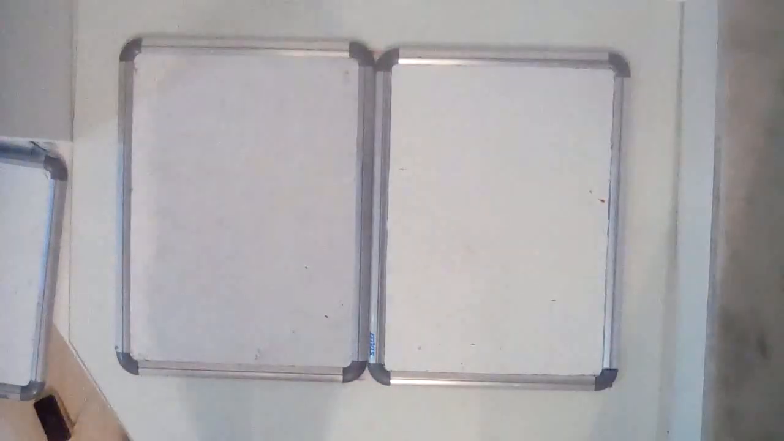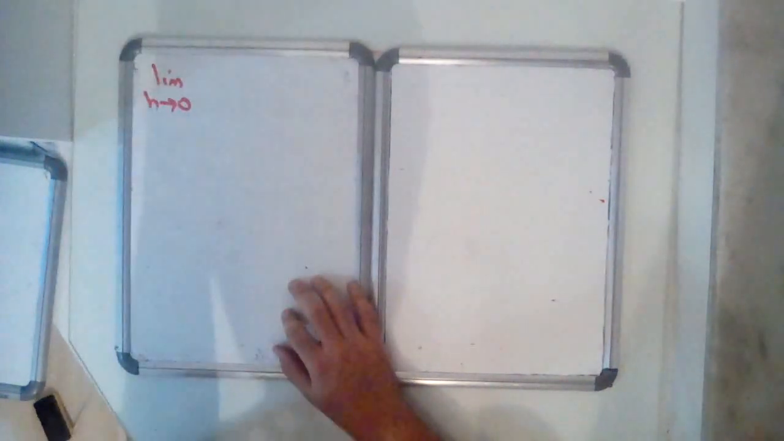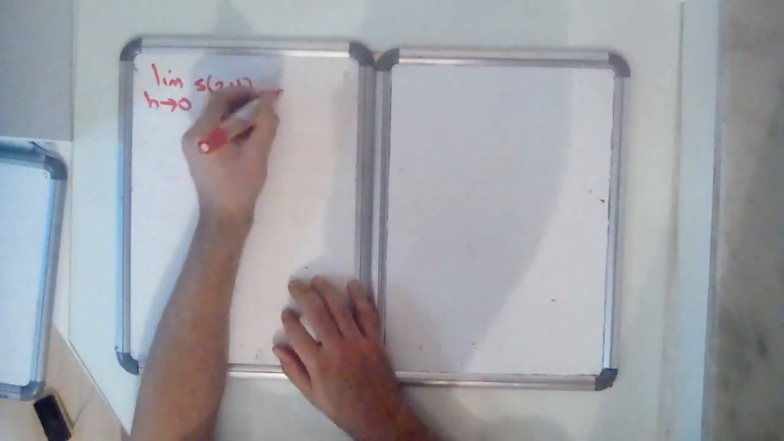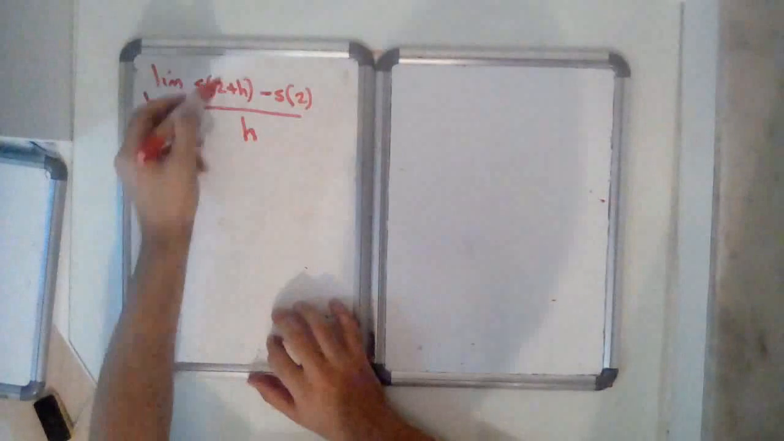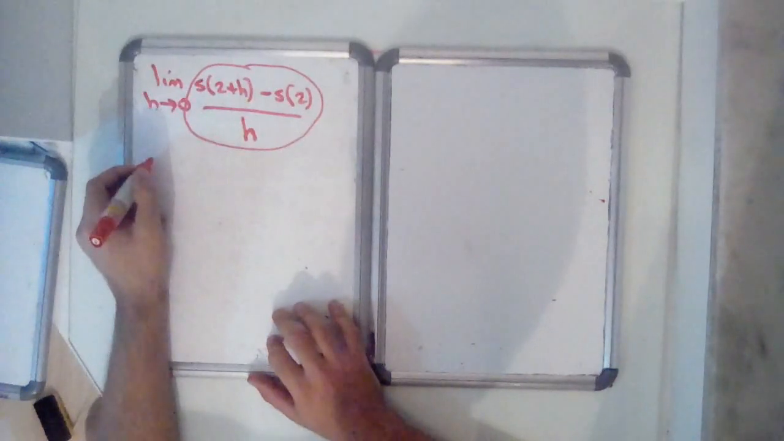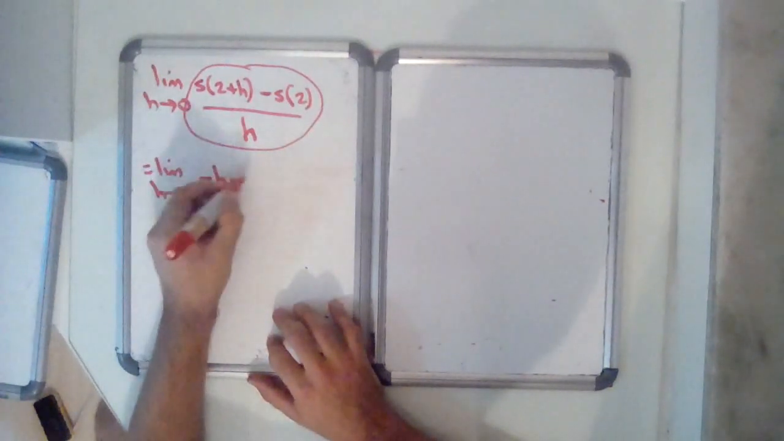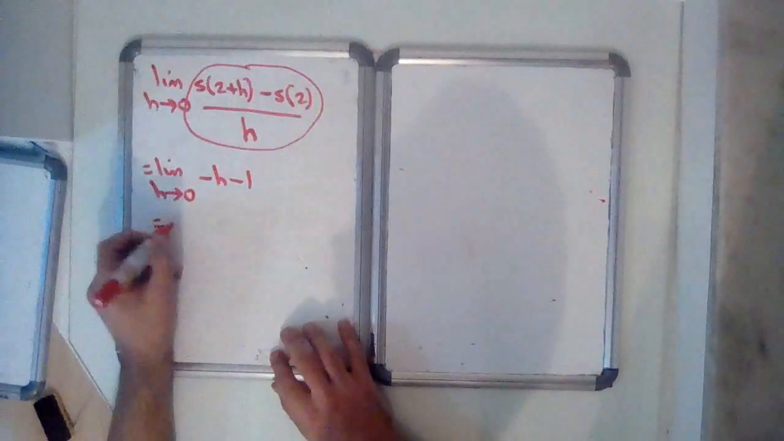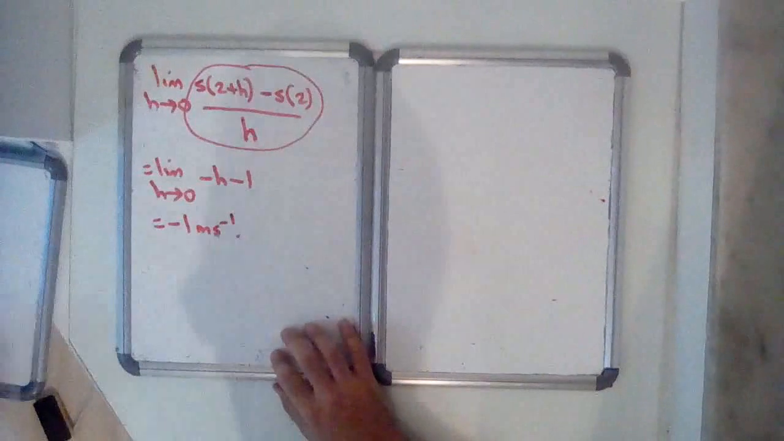Okay, now in part C, we've been asked to find the limit as h approaches 0, should ring some bells already, of s of 2 plus h minus s of 2 over h. So if you recall from part B, this whole expression we were asked to simplify went to minus h minus 1, so it equals the limit as h approaches 0 of minus h minus 1. So as h approaches 0, you can basically just ignore that. So it equals minus 1 meters per second.